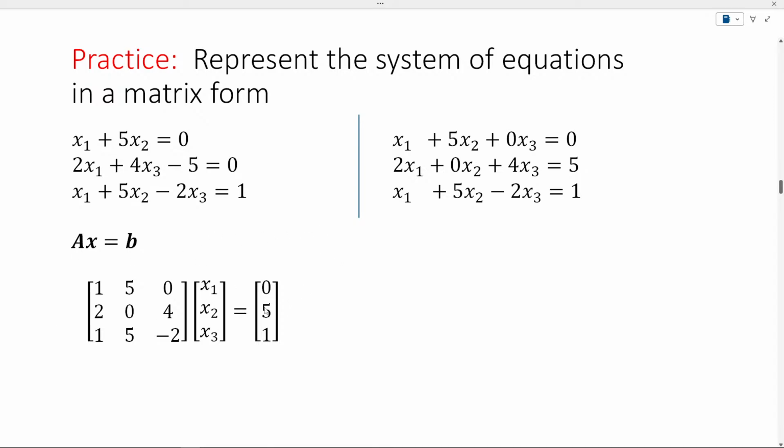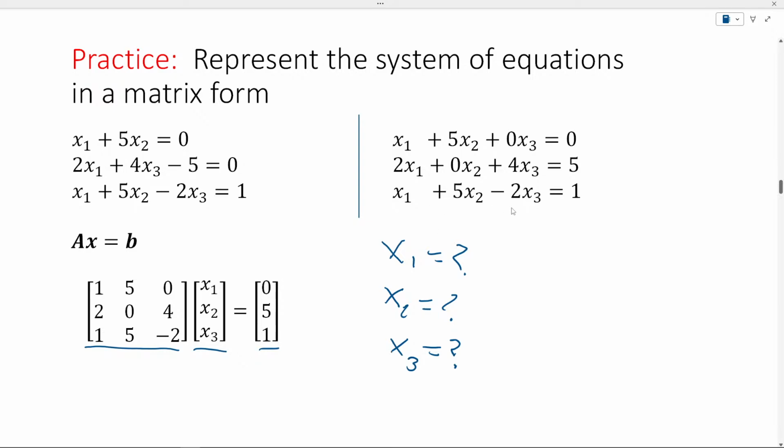Why am I doing this? I'm doing this because I want to solve for x1, x2, and x3. That's basically I want to find what is x1, what is x2, and what is x3. So can I do this? Can I just, by presenting it in this form, find x1, x2 and x3? That's the main objective. Yes, I can do this.